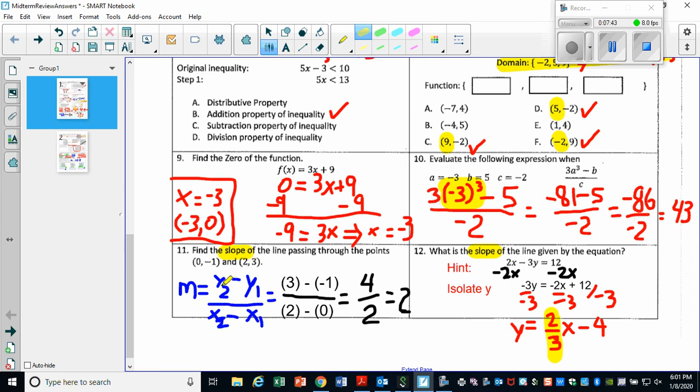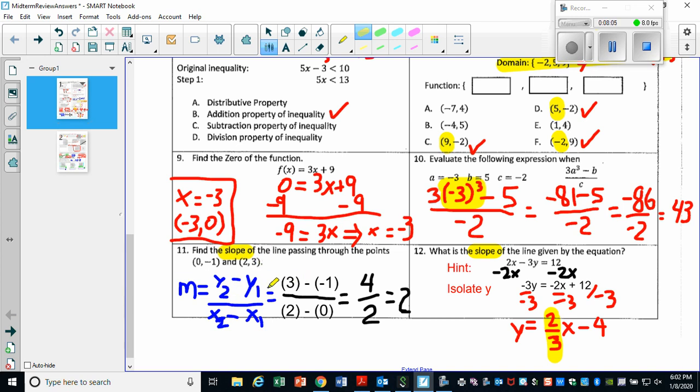Number 11, you can set up your slope. m equals y2 minus y1 over x2 minus x1. Some of you might have just done y minus y over x minus x. I'm okay with that too. So I went with y2 minus y1.